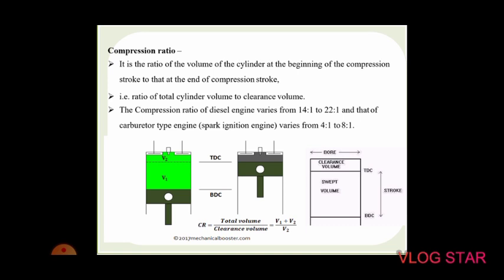You can see here the compression ratio is equal to the total volume divided by the clearance volume. The clearance volume is denoted by V2. You can see over here it is shown, and the total volume is V1 plus V2. It is shown over here. Look, V1 is the volume displaced and V2 is the clearance volume. So the compression ratio is the ratio of the total volume divided by the clearance volume.